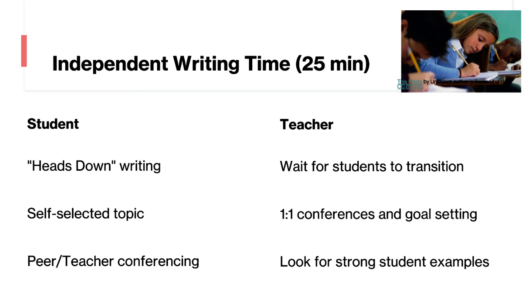During independent writing time, the teacher should wait for students to transition and get started writing. The teacher should walk around and conference one-on-one with students, helping each student individualize goals for their writing. They should look for strong student examples that demonstrate the mini lesson concept of the day.